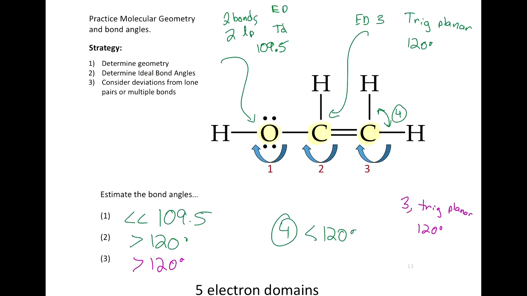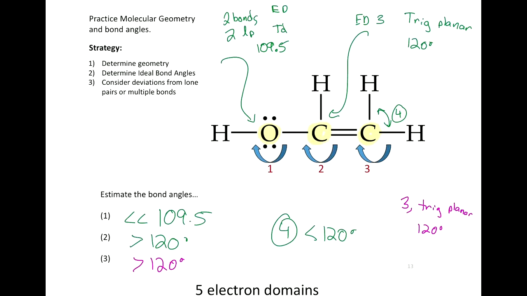Okay, so always start with those ideal bond angles. Count bonding domains, count lone pairs, get that electron geometry, get that ideal bond angle, then apply lone pairs and double bonds. It's going to mess it up a little bit. So think about those 2 domains just taking up a little bit more space and messing up those bond angles.